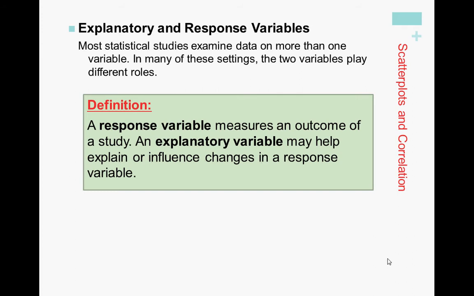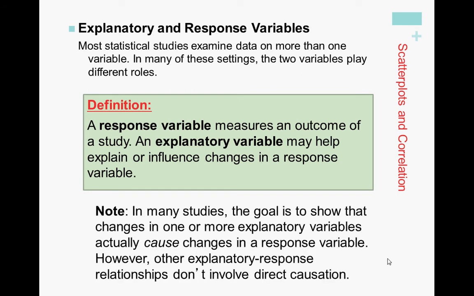Alright, and there it is. In many studies, the goal is to show that changes in one or more explanatory variables actually cause changes in a response variable. However, other explanatory response relationships don't involve direct causation. We'll talk more about cause and effect throughout this chapter because that's something that sometimes when we see statistics and studies posted in the media, either the people reporting on it or even the people who made it weren't very careful, because we have to be careful when we talk about cause and effect with statistical studies.